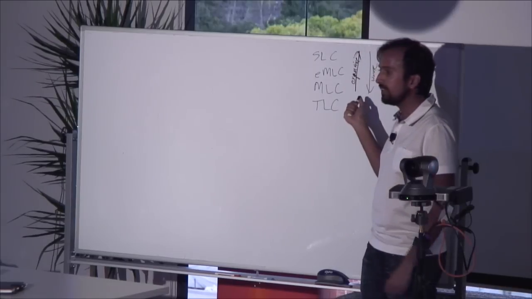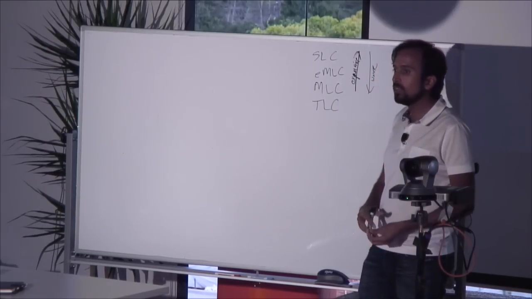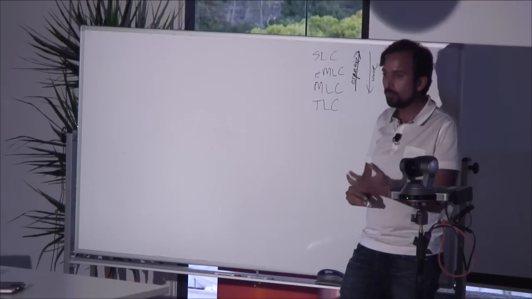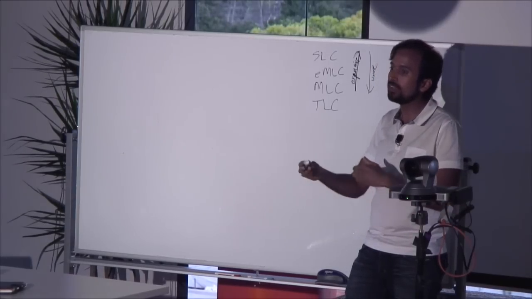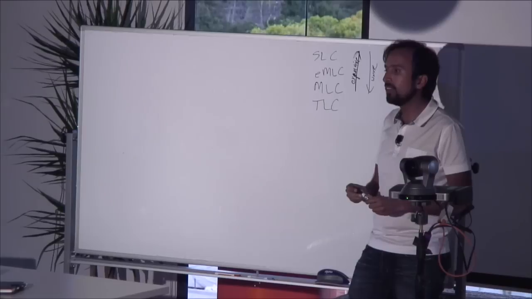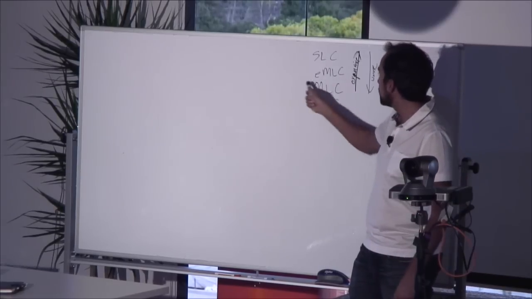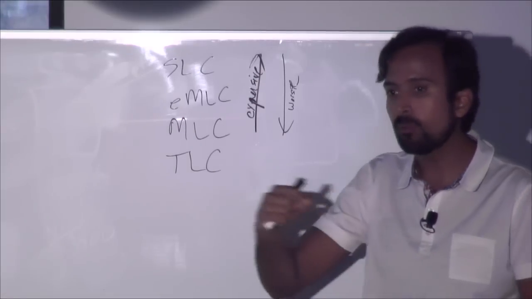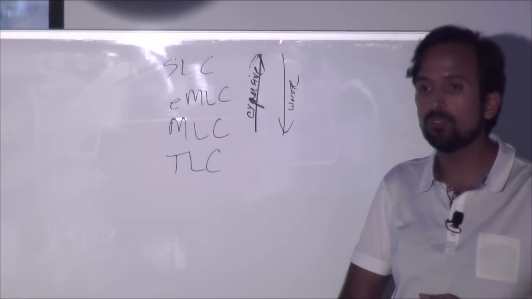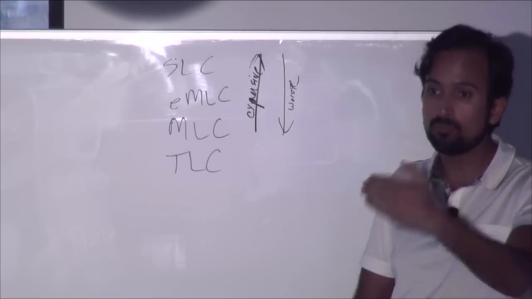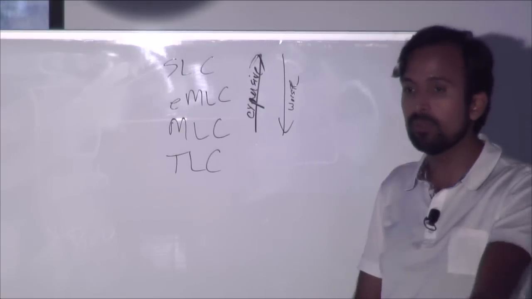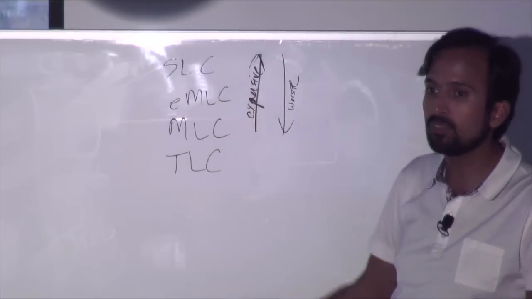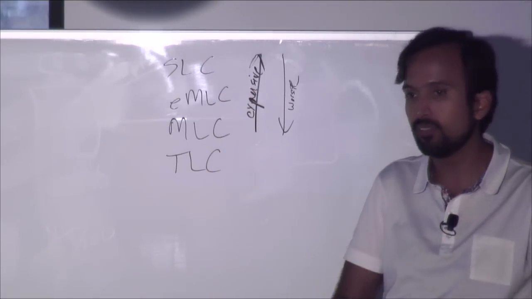So in what way is it worse? If you have the same cell and you store more data in one cell, you have tighter noise margins. That means write latencies tend to be a little bit worse on these MLC variants. Your program erase cycles, how many times you can write to a cell, erase it and rewrite to it, are also a little bit worse down here than up here, because once again you have to write to a tighter noise margin.